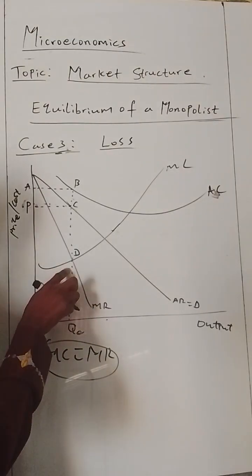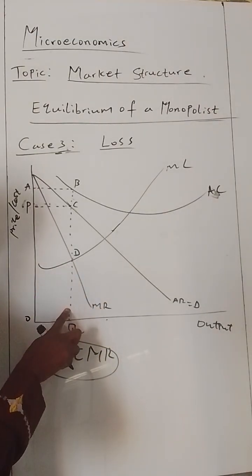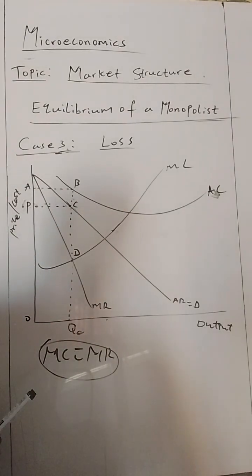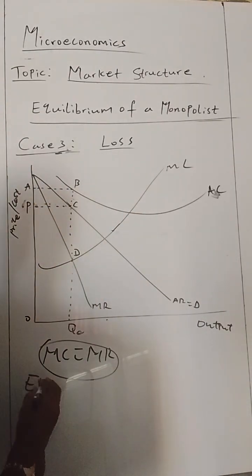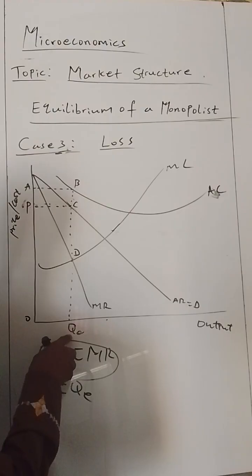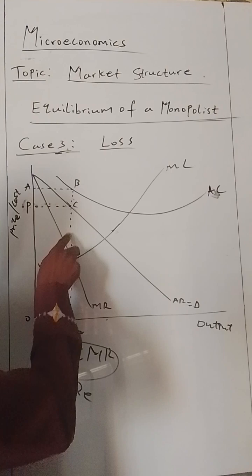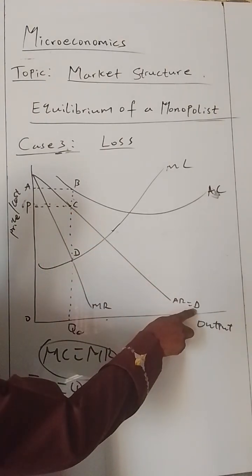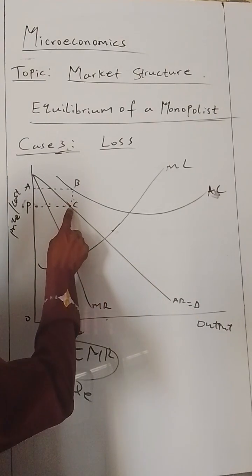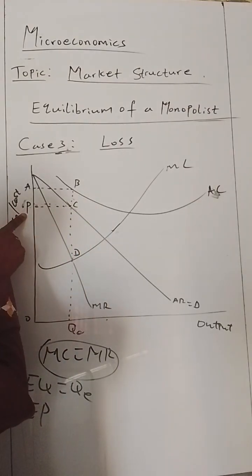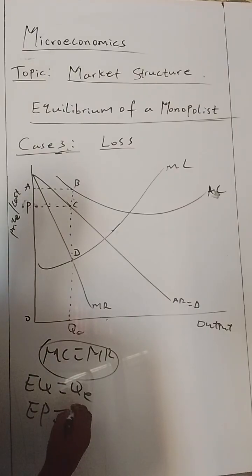So whatever output you get when you trace it down from that equilibrium point represents your equilibrium quantity. So in other words, the equilibrium quantity here is equal to QE, this point here. To know the equilibrium price, from the equilibrium point, you trace it up until you get to the demand line, which is the average revenue curve. Where it touches the average revenue curve, at point C, you trace it to the price axis. So the equilibrium price here is equal to PE.